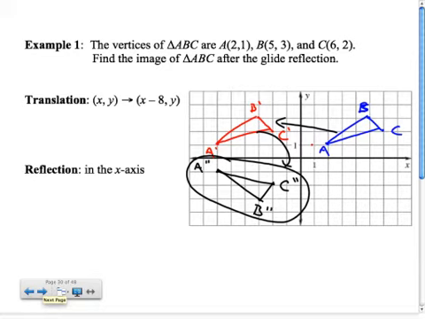And remember, this original shape ABC and the resulting figure are congruent. So they're the exact same size. So AB would be congruent to A double prime B double prime, so on and so forth. Okay.